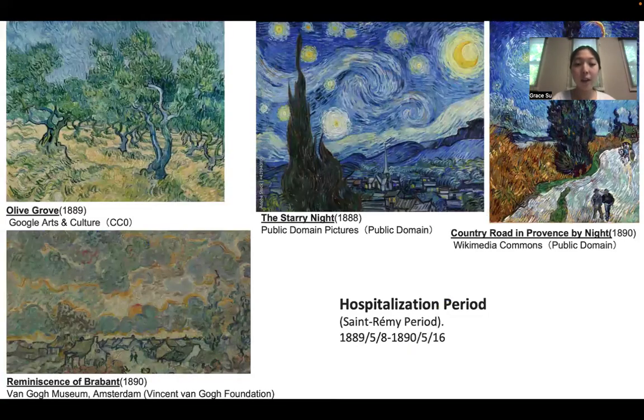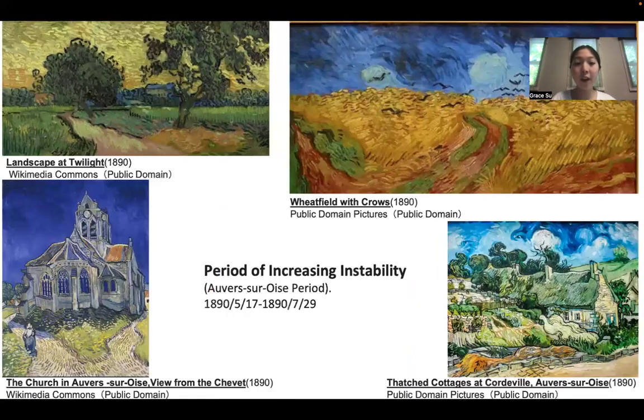In the Saint-Rémy hospitalization period, these are the paintings that were selected. You can see a clear change from straight lines to more swirly, messy line strokes. And finally, for the Auvers-sur-Oise period, a period of increasing instability, these paintings were selected. You could see a clear change in aggressive brushstrokes and the thickness of the lines.